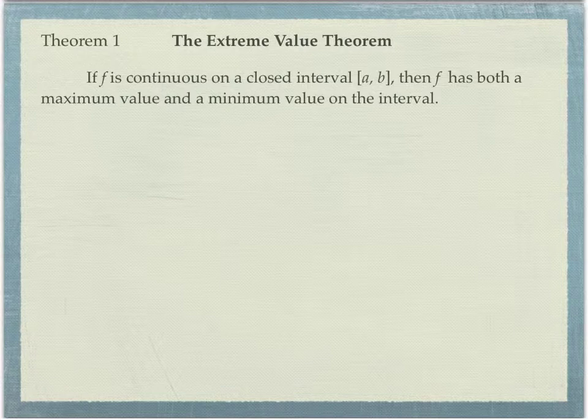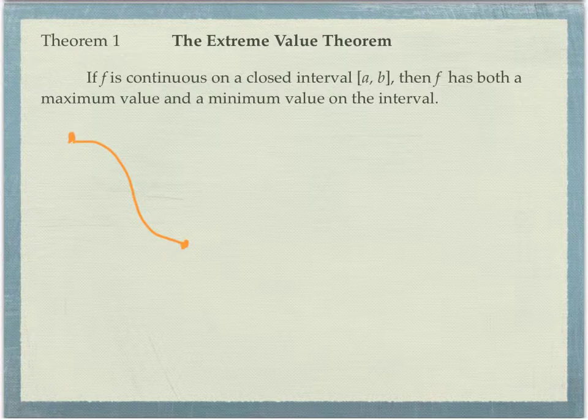So if I could do some examples here, if I just have something that looks like this, again if it's a closed interval like that, with the endpoints counting, then certainly there's going to be a maximum and a minimum value on that interval. And it may very well be at the endpoints, as it looks like it is in this case.